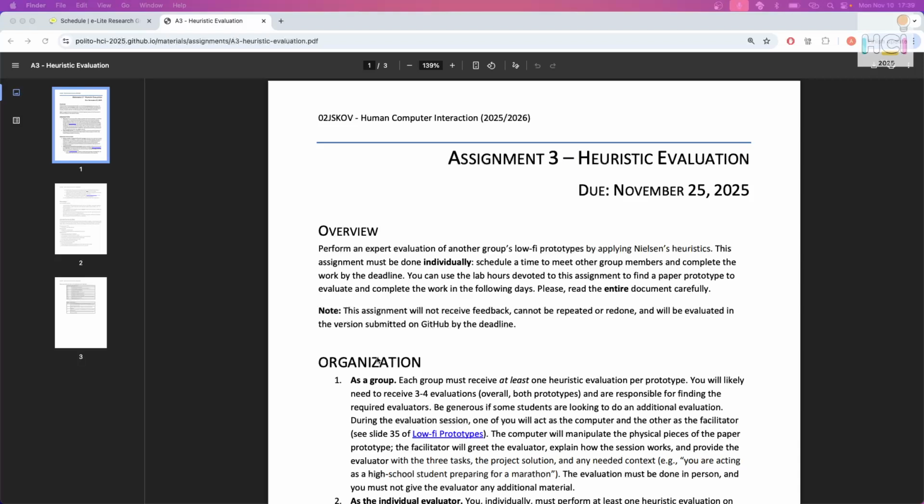You can, of course, use the lab for doing that, but you are also free to schedule your meetings with the other groups outside the class hours, but in presence, of course, because you will need to try the real prototype on paper.